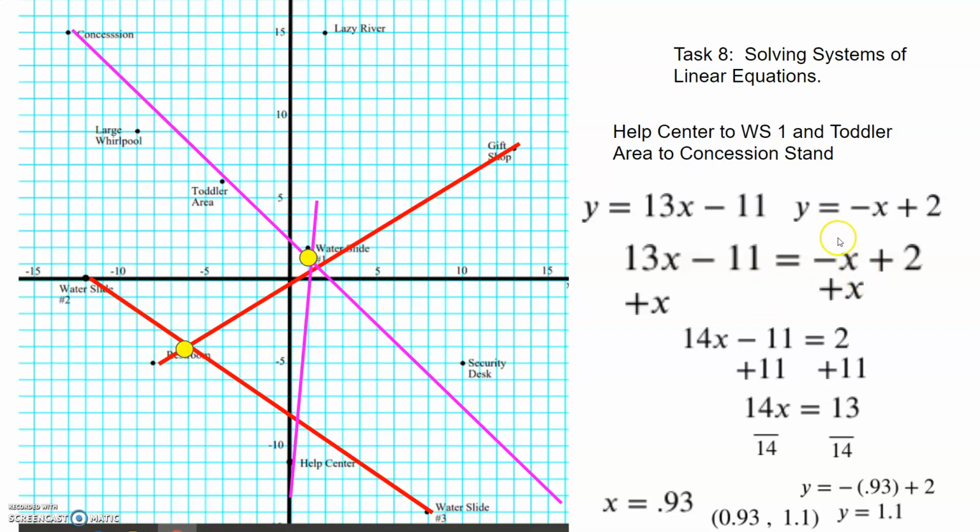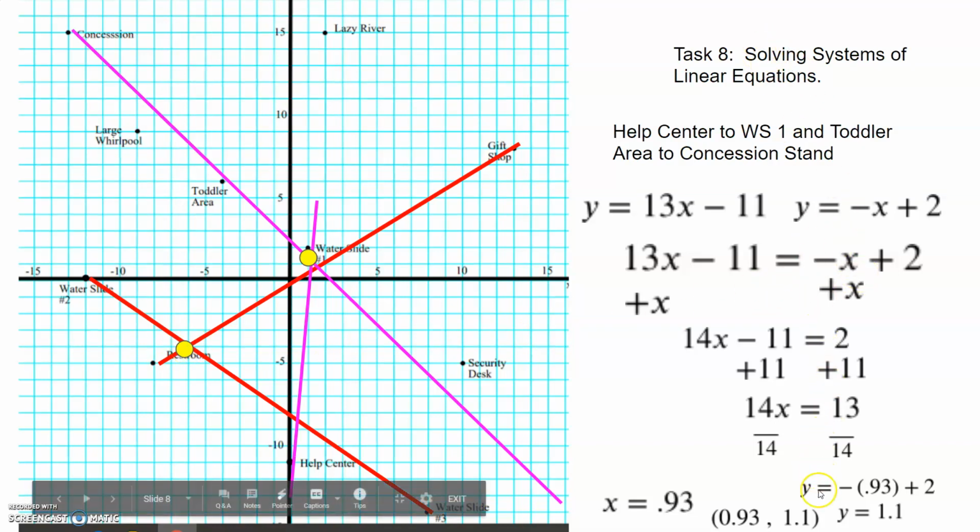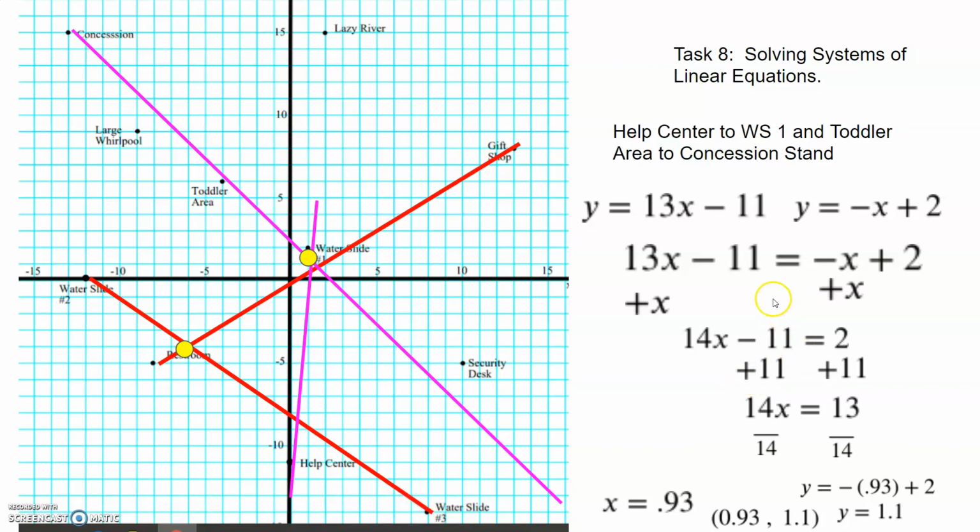So on your task this week, you only have to pick 3. I've done 2. For me to complete task 8, I have to do 1 more. So you're not doing all 10 like you did in the other task. You're just picking 3 of them, and you'll be all done with your water park task.